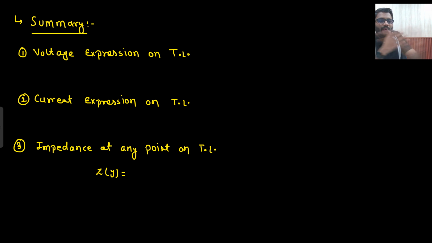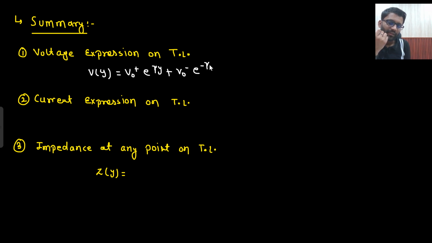So let's write down all the summary, whatever we have studied. Voltage expression on transmission line. What was that? Two expressions we studied: V0 plus e to the power plus gamma y plus V0 minus e to the power minus gamma y, and that was equal to VL cosh gamma y plus IL Z0 sinh gamma y.